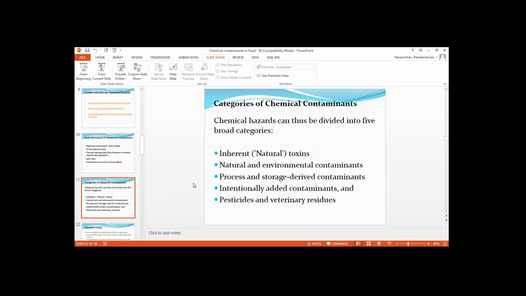So we can categorize chemical hazards into 5 broad categories. One, natural toxins or inherent toxins. Two, natural and environmental contaminants. Three, process and storage derived contaminants. Four, deliberately added contaminants. And the last category is pesticides and veterinary residues.